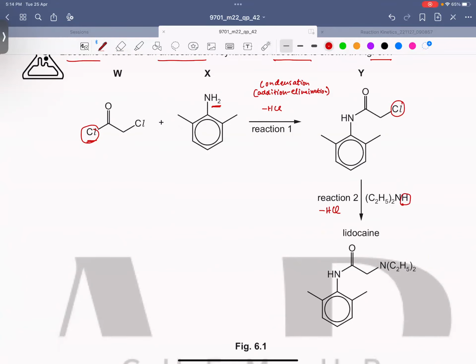First, what would be happening over here? If you see, this chlorine and one hydrogen from this is removed, and due to this a bond is formed and these two molecules join. Then in the second reaction, this chlorine and this hydrogen are being removed, and the same nitrogen is bonded to that carbon, not chlorine, because chlorine is removed. Yeah, is this understandable?